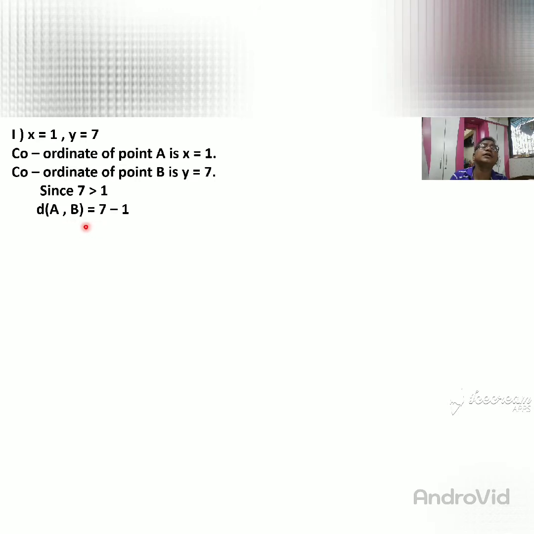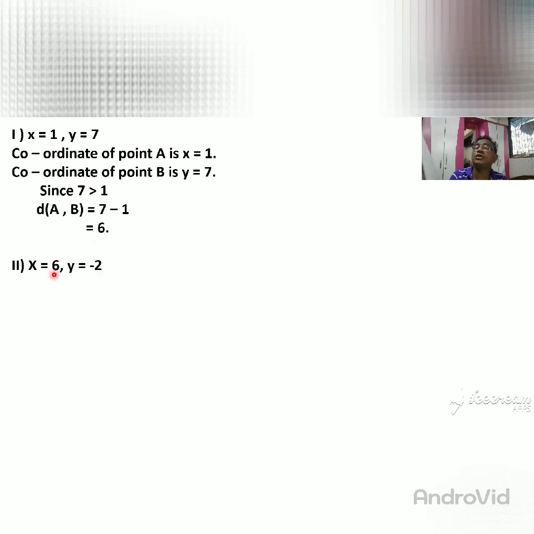Which is the greater point here? 7, the number 7 is greater. 7 minus 1, what remains? 6. So distance AB is equal to 6. Are you understanding how you can find it out? So distance AB is equal to 6. Then we are going to the second problem.